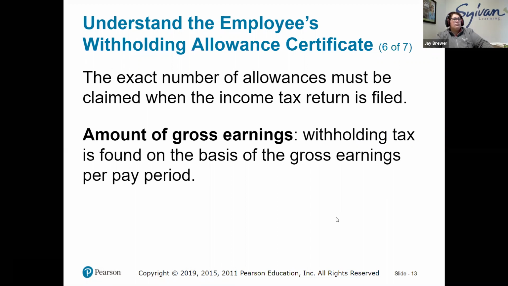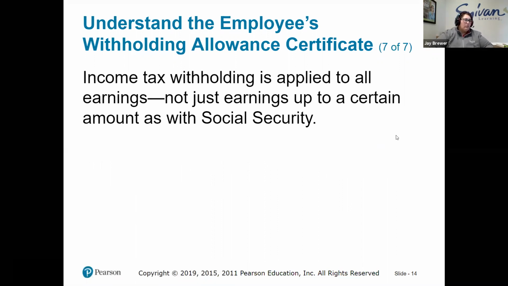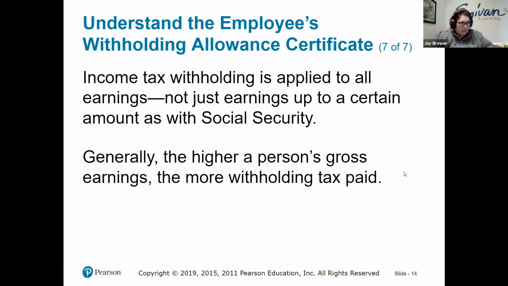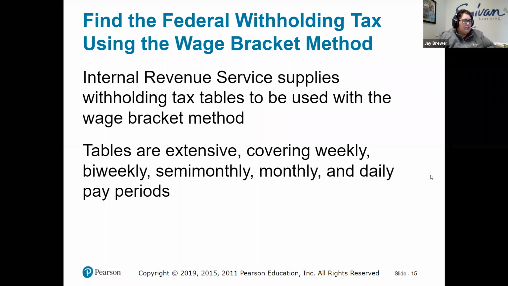Amount of gross earnings withholding tax is found on the basis of the gross earnings per pay period. Income tax withholding is applied to all earnings, not just earnings up to a certain amount as with Social Security. Generally, the higher a person's gross earnings, the more withholding tax is paid. The Internal Revenue Service supplies withholding tax tables to be used with the wage bracket method. Tables are extensive, covering weekly, bi-weekly, semi-monthly, monthly, and daily pay periods.